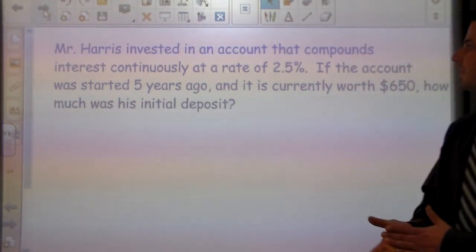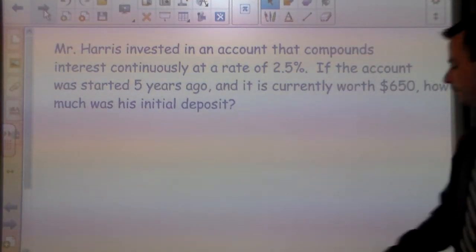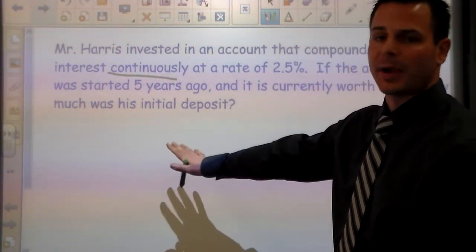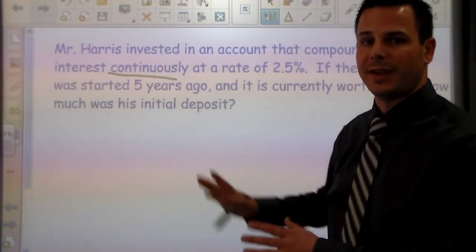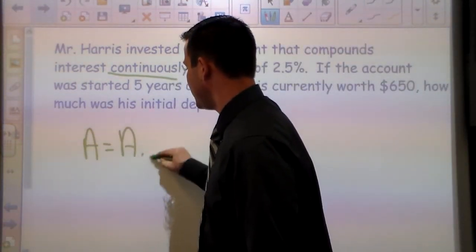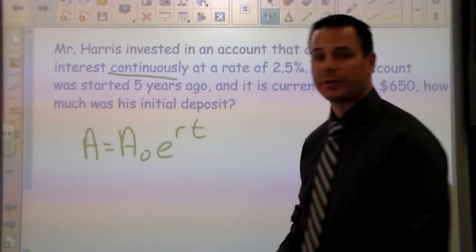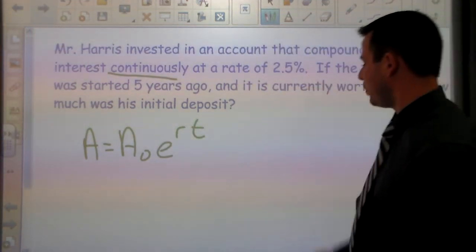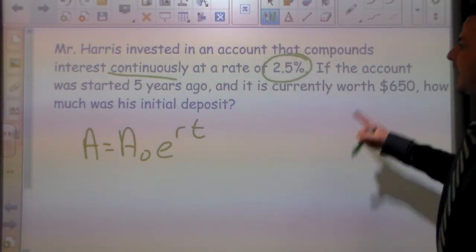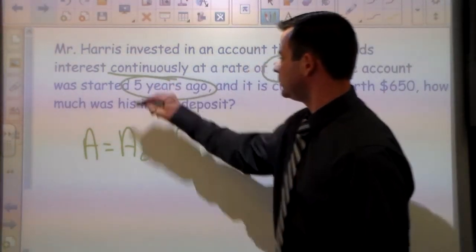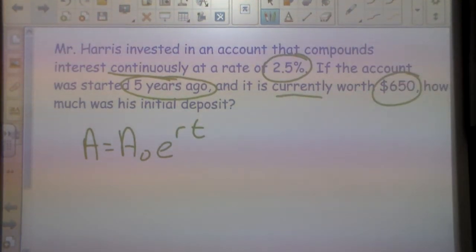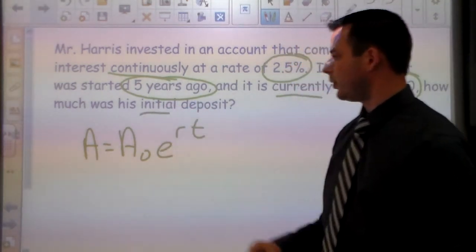Let's say that Mr. Harris invests in an account that compounds interest continuously. I'm stopping right there. There's my word continuously. That's my cue to write the compound interest formula, which contains the natural exponential function. A equals A naught e to the RT power at a rate of 2.5%. So there's my interest rate. The account was started 5 years ago and is currently worth $650. How much was his initial deposit?